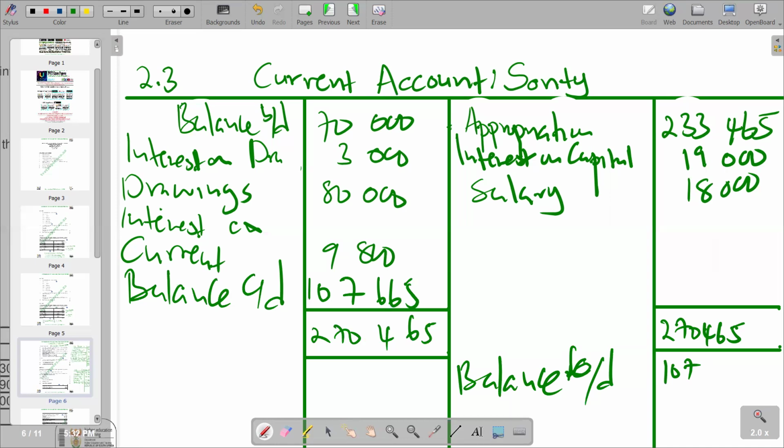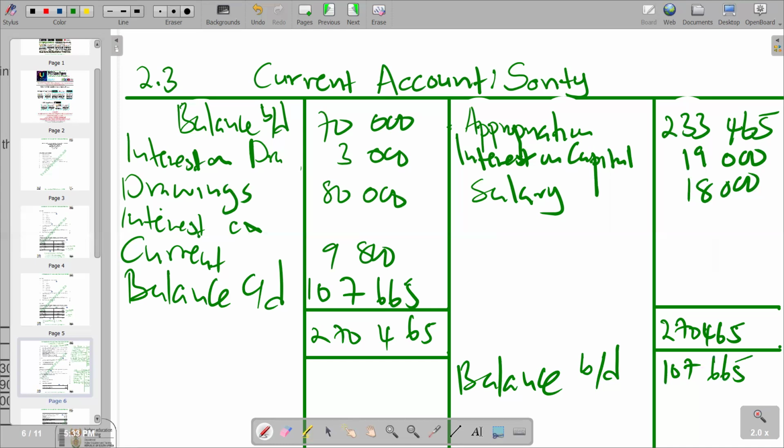So we can just try to correct it here. Here's our balance BD. So this is 107,665. So this is what we have, guys, in terms of the preparation of the current account of Sonty.